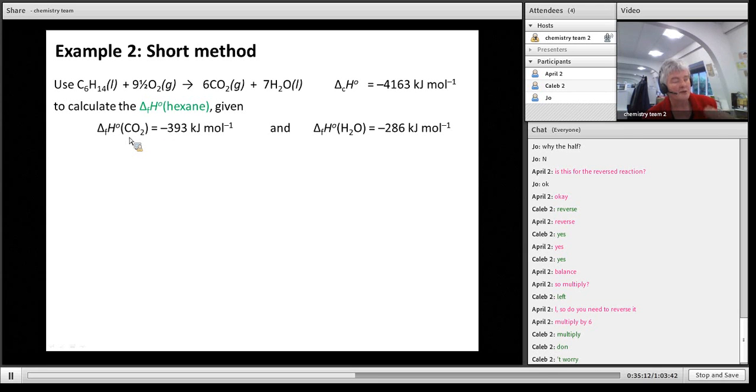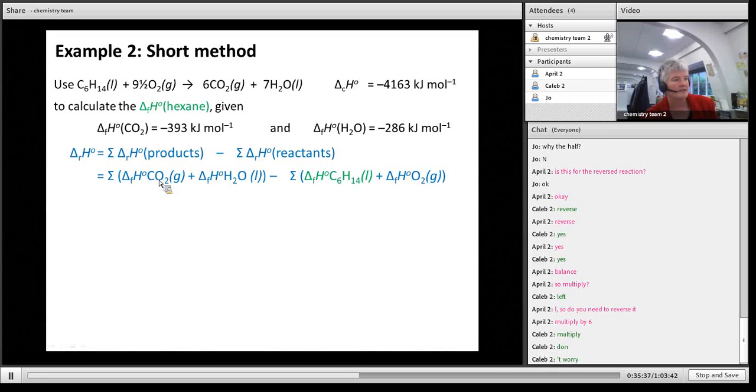Here we can use this short method as well because we are given heats of formation, and that's then easy to do. So if I wanted to find out the formation for hexane, because that's formation and that's formation and that's formation, I can say, right, then this reaction, you've got to flip it around a bit more, is really the formation for the CO2 and water. So I'm doing it now for this reaction.